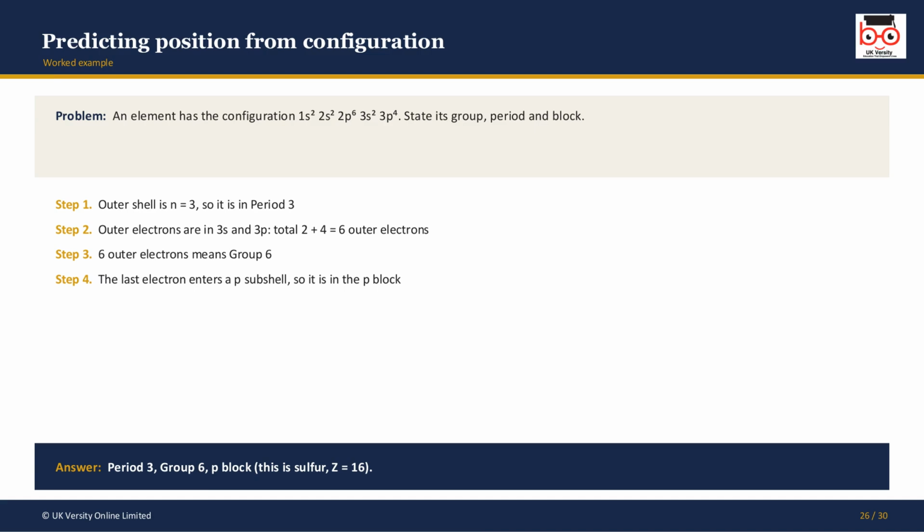Let's predict a full position from a configuration. We're given 1s2, 2s2, 2p6, 3s2, 3p4. The outer shell is n equals 3, so it's in period 3. The outer electrons are in 3s and 3p, and 2 plus 4 gives 6 outer electrons, which means group 6. The last electron enters a p subshell, so it's in the p block. Put that together, period 3, group 6, p block. And you've identified sulfur, atomic number 16.